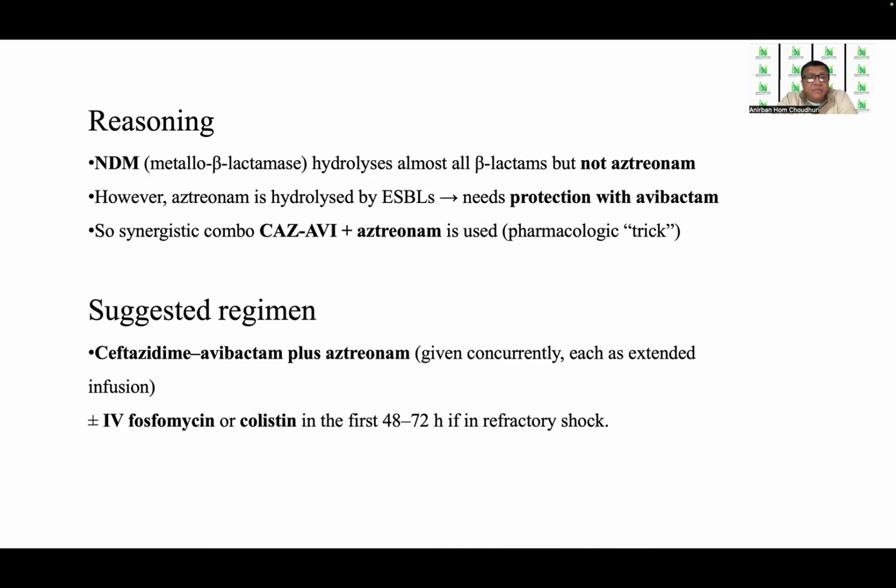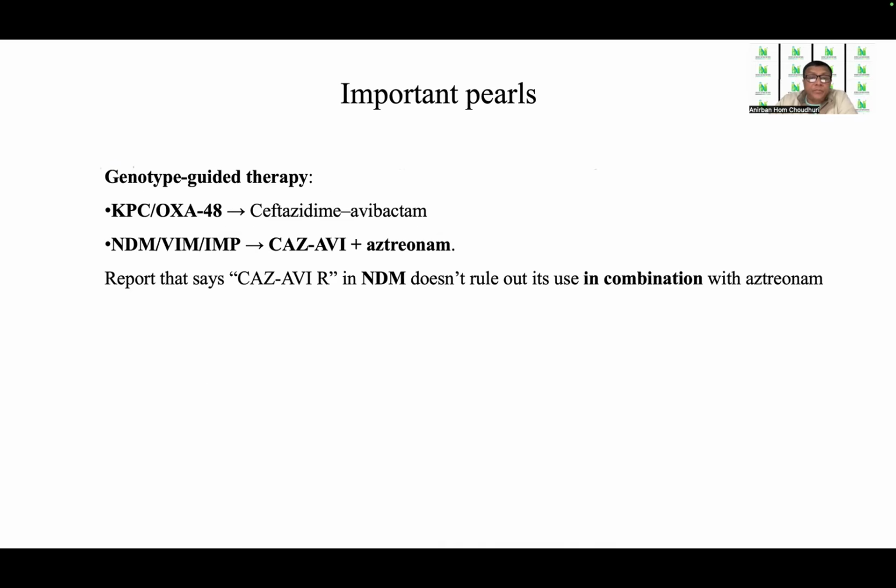And till the time we don't have it, we can give this concurrently, as an extended infusion, which we normally do, with or without IV fosfomycin or colistin in the first 48 to 72 hours if the patient is in refractory shock.